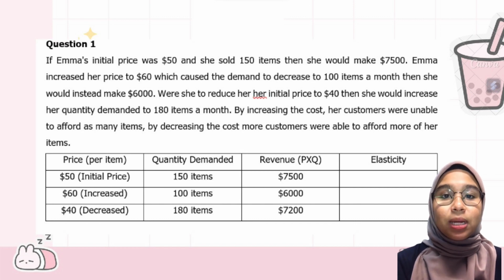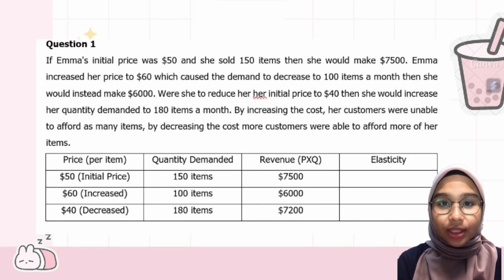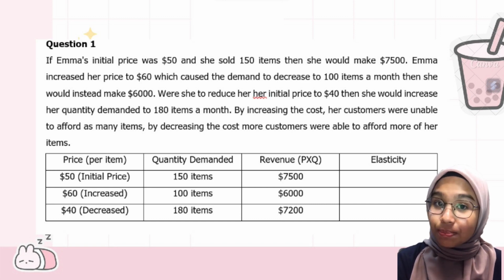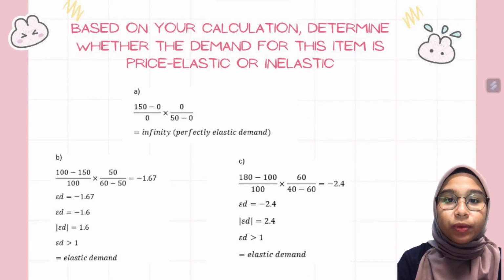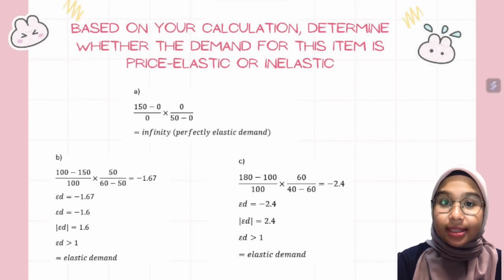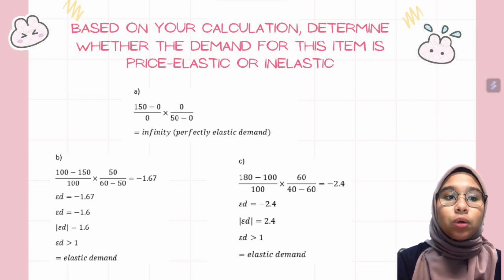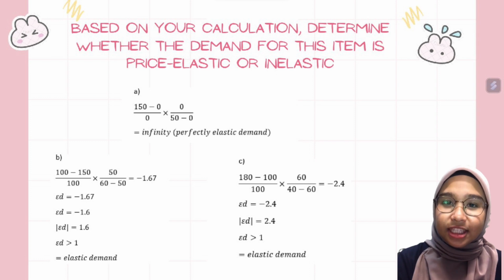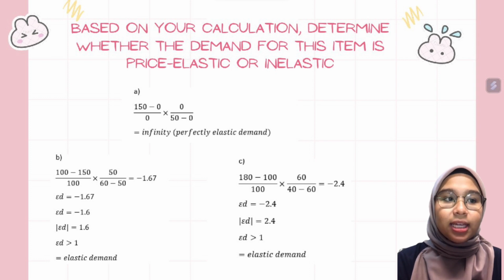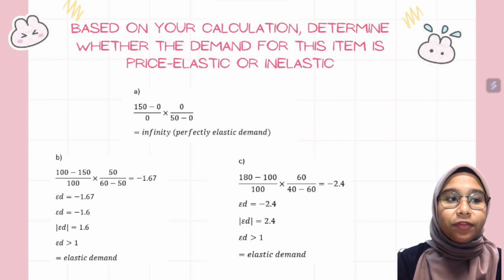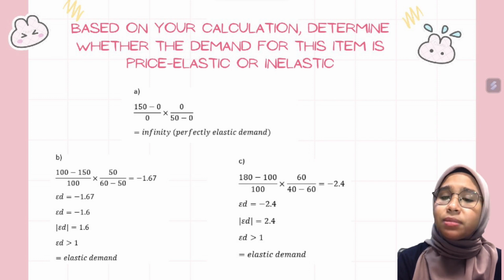Okay, so for question number 1, which is Emma's boutique, to determine the elastic or inelastic prices. So for 1 Roman, we need to calculate it. We have calculated based on the formula that has been provided in our textbook at page 74. For A, it is perfectly elastic demand, where the answer is infinity. We have substituted 150 minus 0 divided by 0 times 0 divided by 50 minus 0.